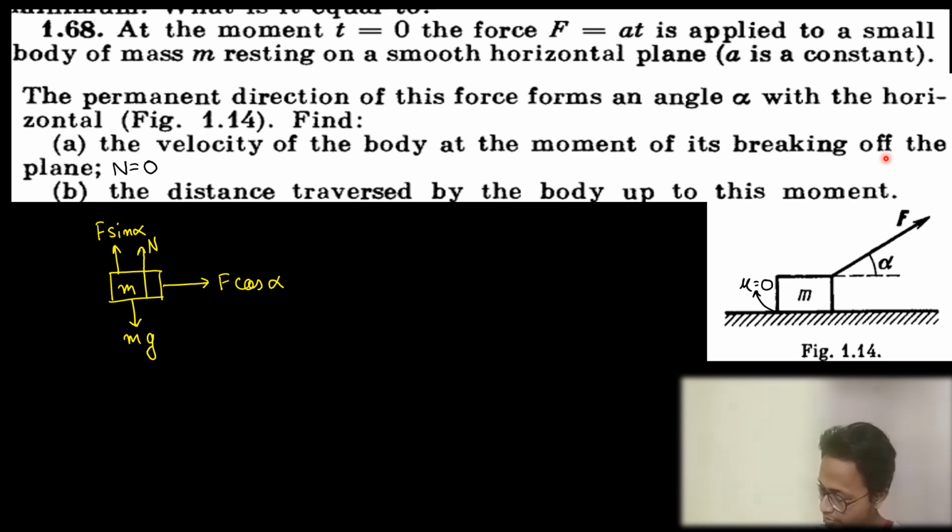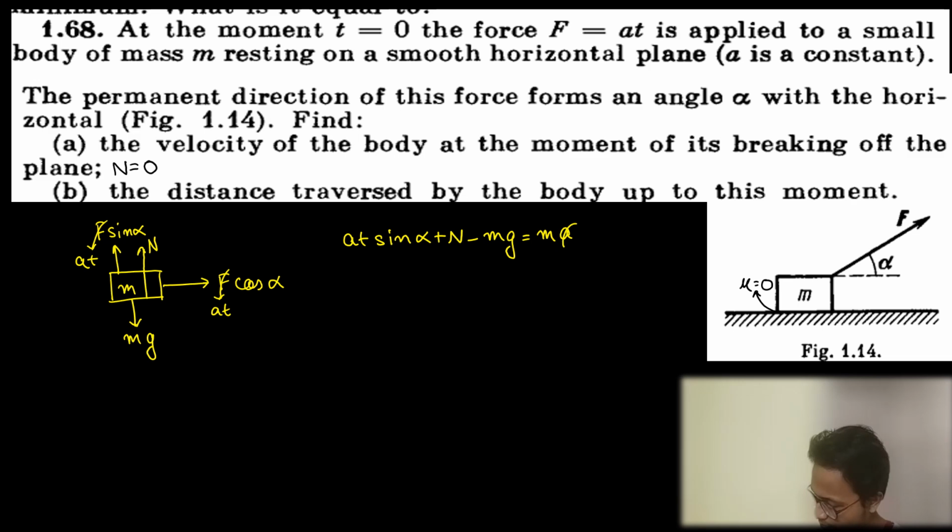The velocity of the body at the moment of its breaking off. See, this F has a value of at. That means it is increasing with respect to time. So at, and out here also at. So it will break off when N becomes 0. So at sin alpha plus N minus mg is equal to mass into acceleration. So at the moment of breaking off, the acceleration will be upward, and it will have a value of approximately 0.